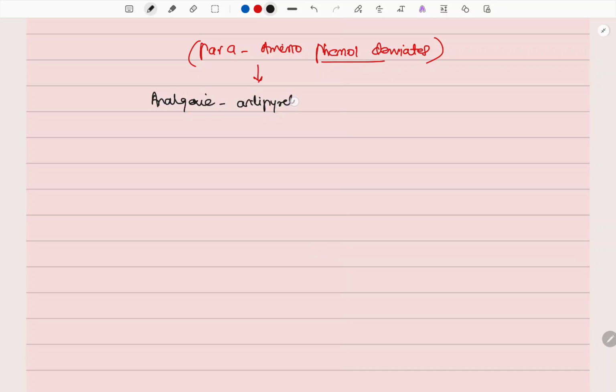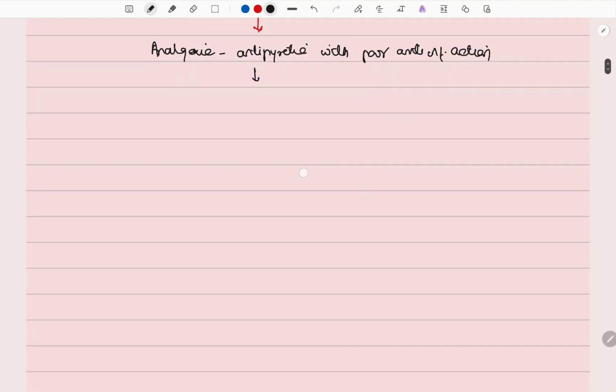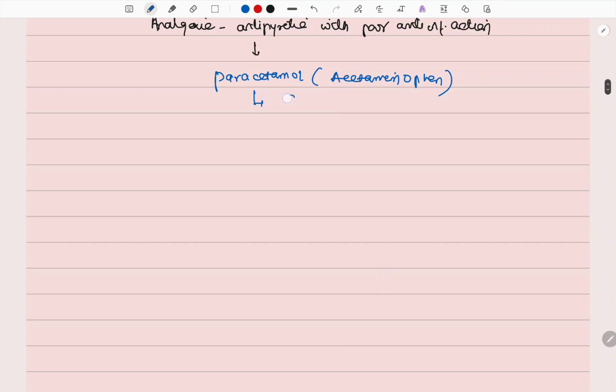Hello everyone, today we will look at para-aminophenol derivatives. The para-aminophenol derivatives come in the group of analgesic, antipyretic, with poor anti-inflammatory actions, and the example is paracetamol, which is also called acetaminophen, and it is also known as Calpol.